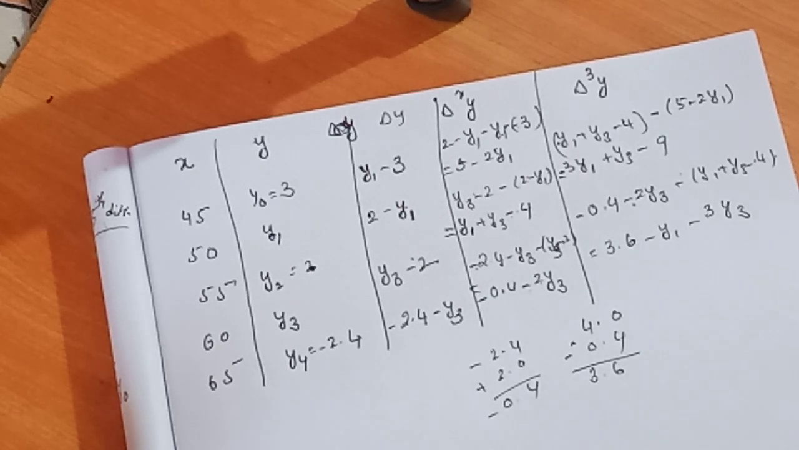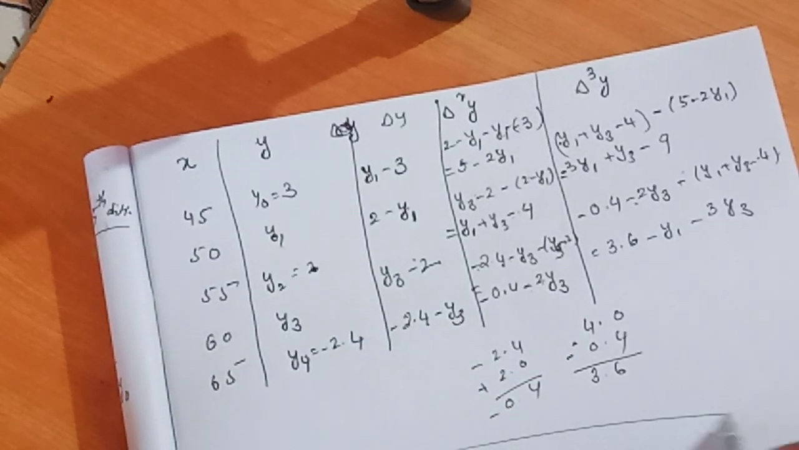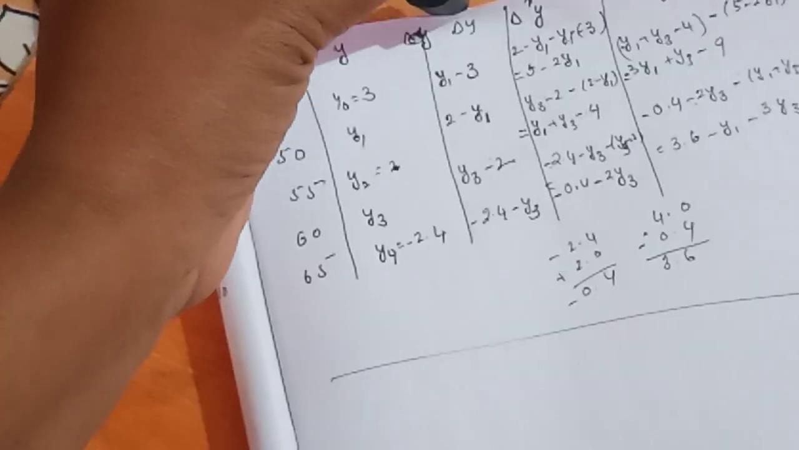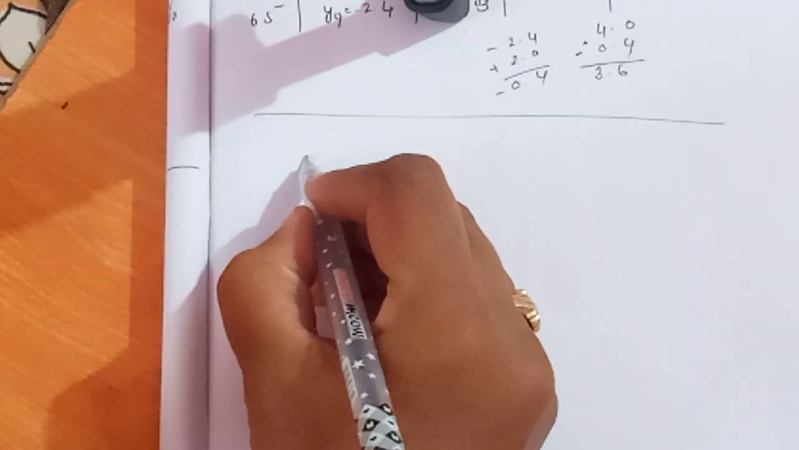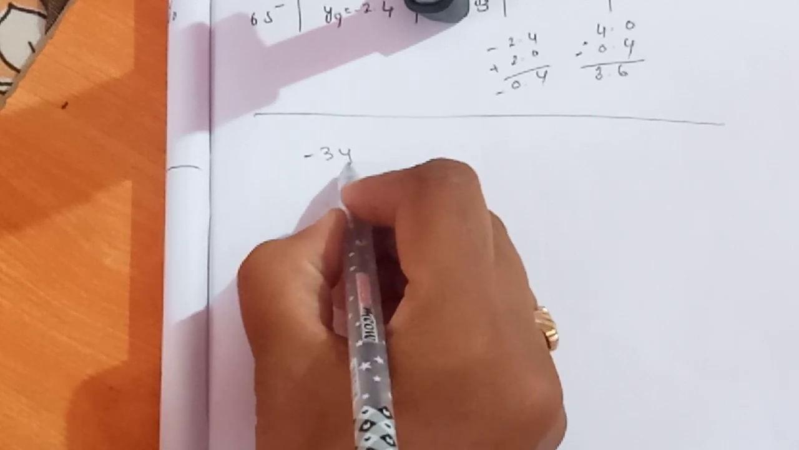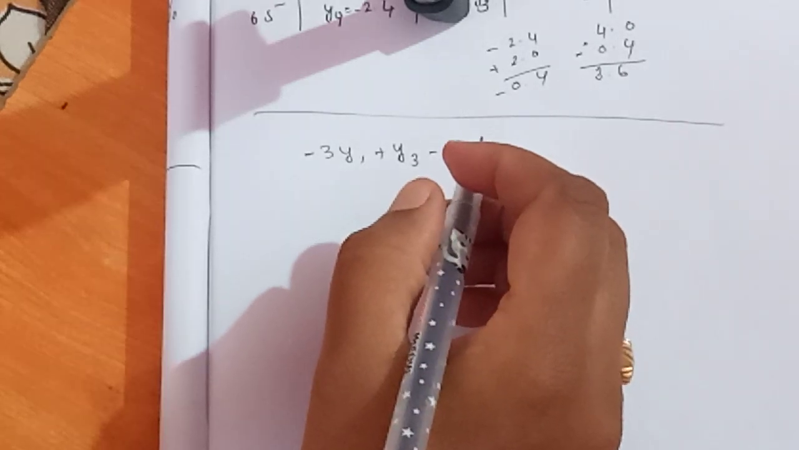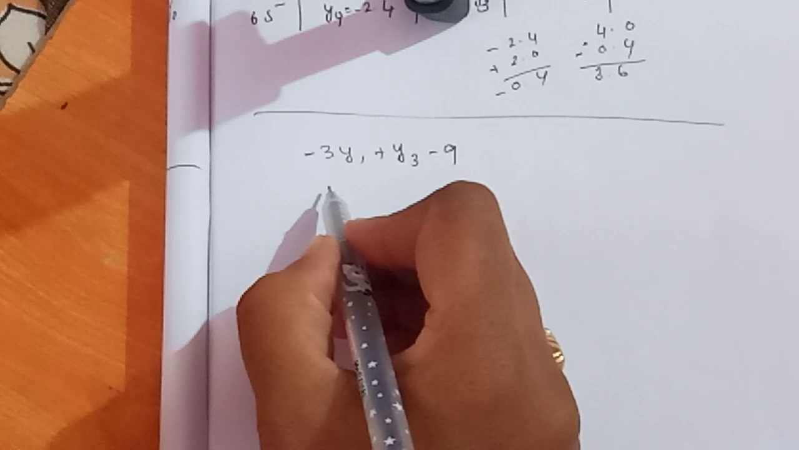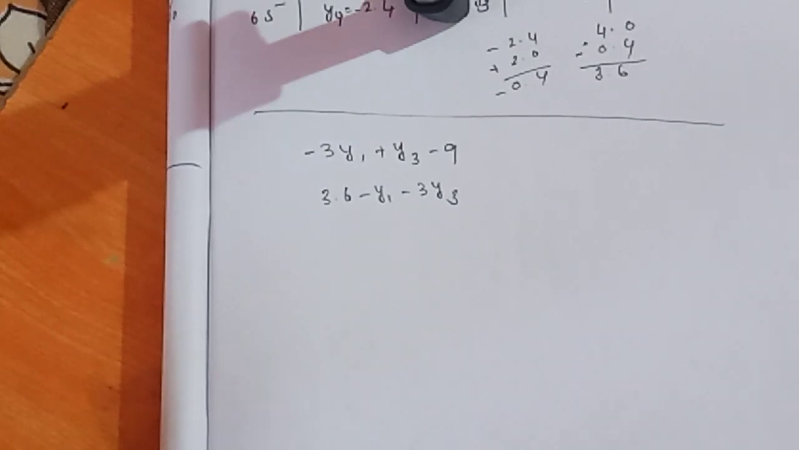Now before doing that final, he asked to find the missing letters y1, y3. So what we will do? Now what we got, I am writing here. The first one, in delta cube, y minus 3y1 plus y3 minus 9, I got, right? Now next one what I got, 3.6 minus y1 minus 3y3 I got, right? So now we have to find the missing letters.